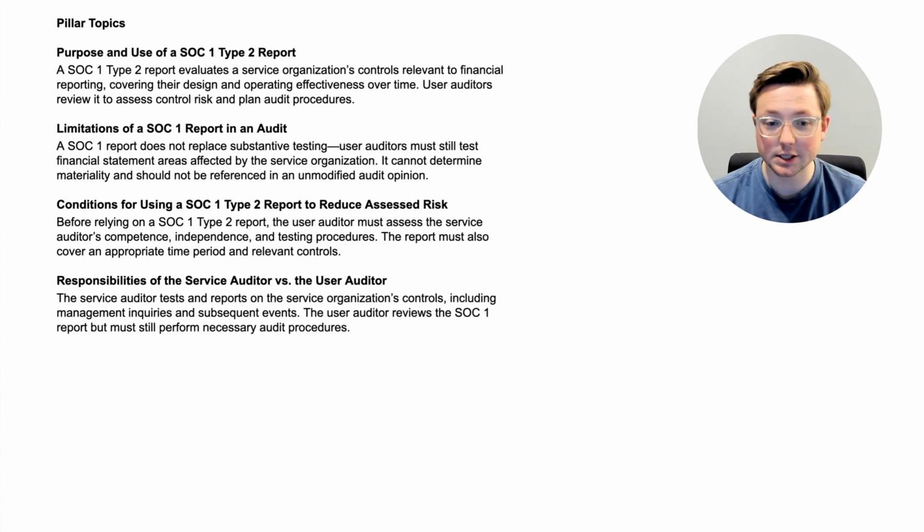Now let's talk about the conditions for using a SOC 1 Type 2 report to reduce assessed risk. Before relying on a SOC 1 Type 2 report, the user auditor must assess the service auditor's competence, independence, and testing procedures. The report must also cover an appropriate time period and relevant controls. If it's not really a report on the controls that are relevant to what the auditor is dealing with, then they shouldn't use it.